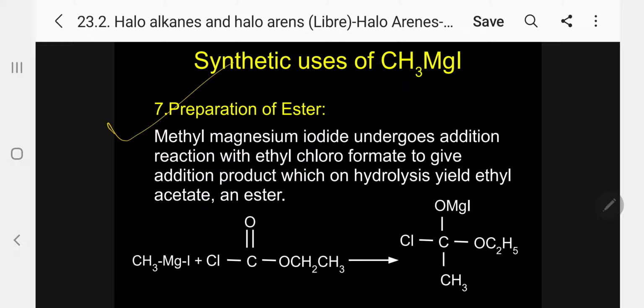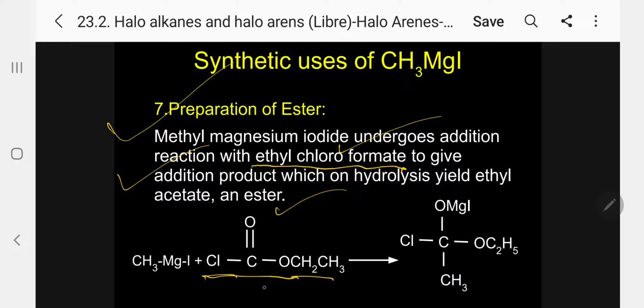Methyl magnesium iodide undergoes addition reaction with ethyl chloroformate. Please memorize. When you use ethyl formate, we are getting an aldehyde. Please follow. That is the aldehyde group. Aldehydes can be prepared. But if you use ethyl chloroformate, it will give an ester. It gives the addition product, which on hydrolysis yields ethyl acetate.